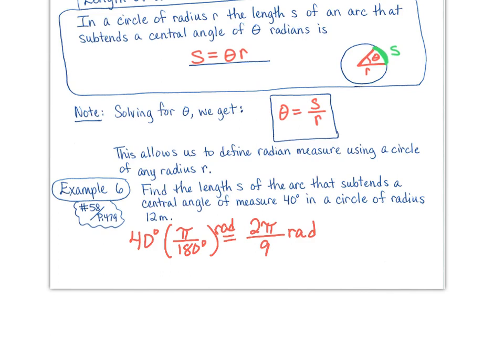Now, to find s, s is equal to r times theta. This is equal to 12 times 2 pi over 9. Good. That's equal to approximately 8.378. Let's write it as a fraction first. That'll give us 24 pi over 9.